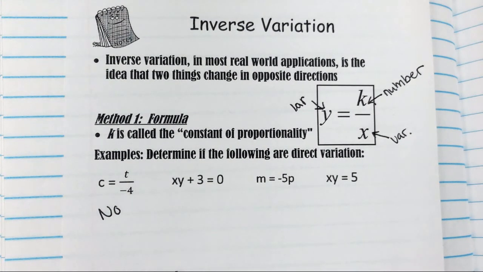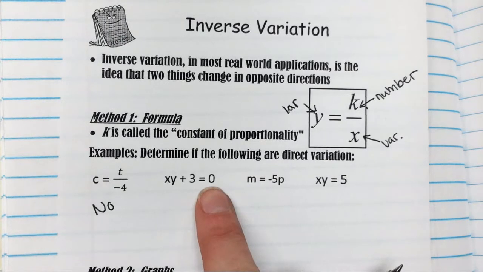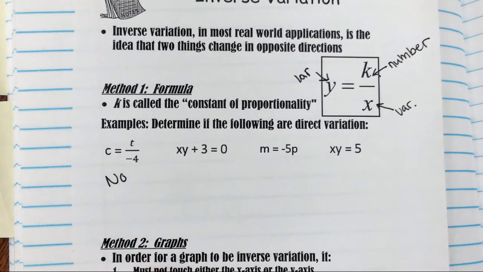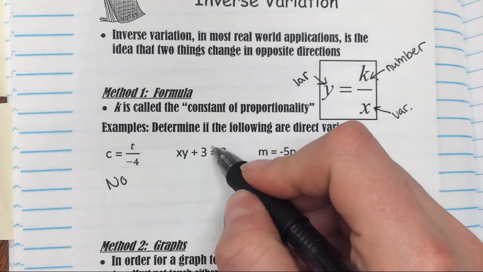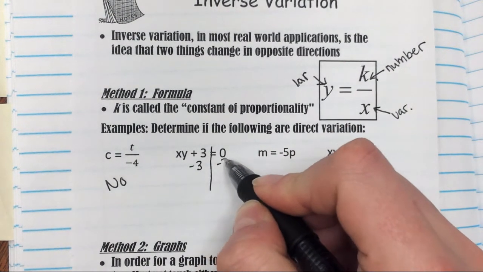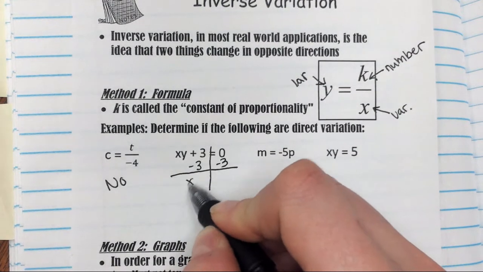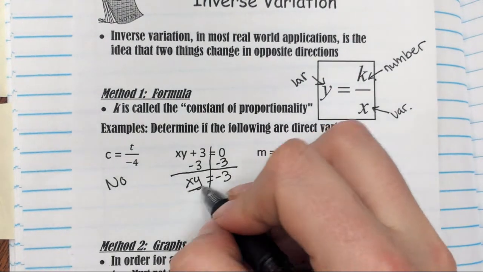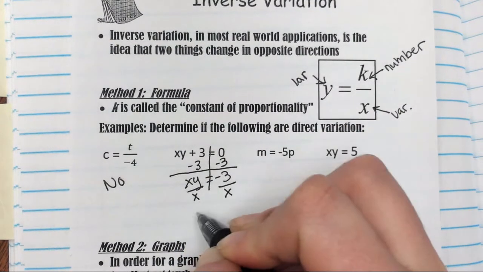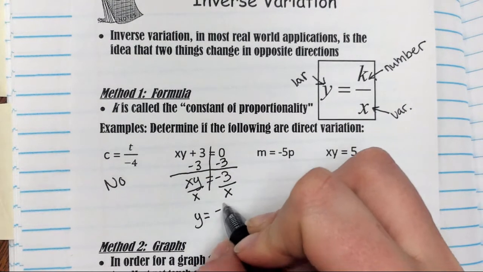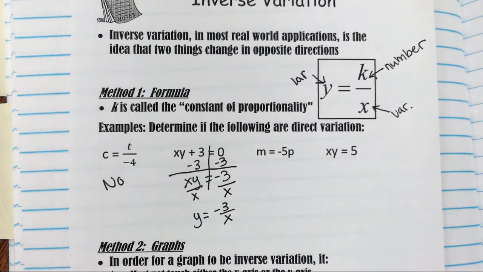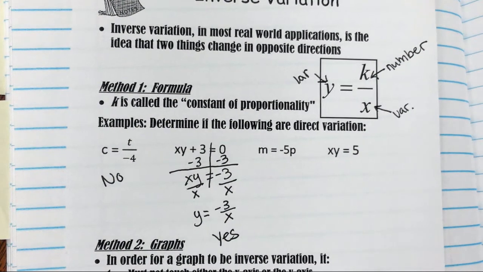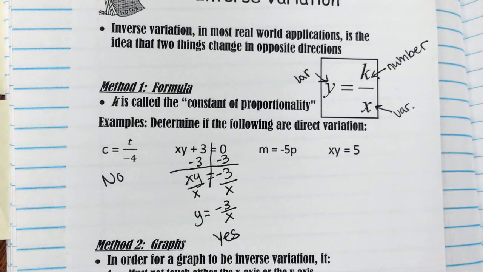Alright, next example. It's not in this format, but I need to check to make sure that I can't rearrange it. So I'm going to try to solve this for y. Subtract 3 from both sides, and I have xy equals -3. To solve for y, I would then divide both sides by x, and lo and behold, I end up with y equals -3 over x, meaning that this is indeed an inverse variation formula. Didn't look like it at first, but it can be transformed.